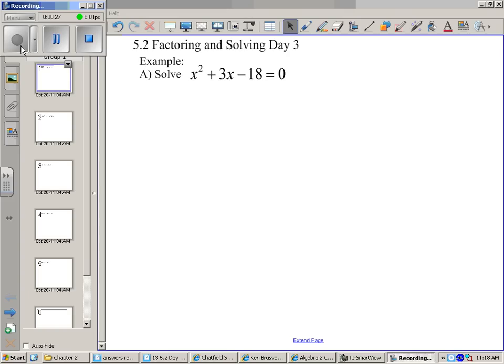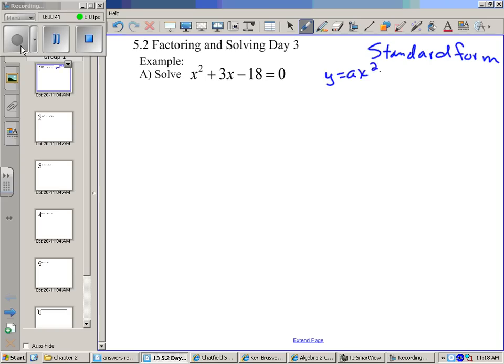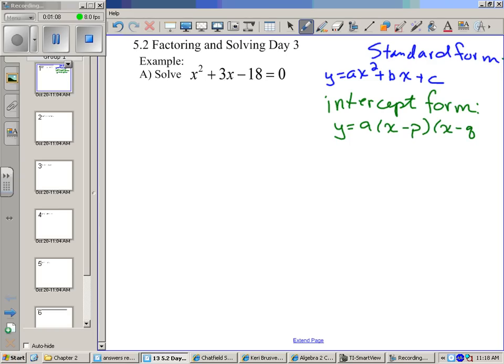So whenever you're starting, notice you're going to have the question in standard form. And if I'm talking about standard form, remember standard form is y is equal to ax squared plus bx plus c. And what I want to do at this point is I want to get it into intercept form. Intercept form, if you recall, is y is equal to a times x minus p times x minus q.